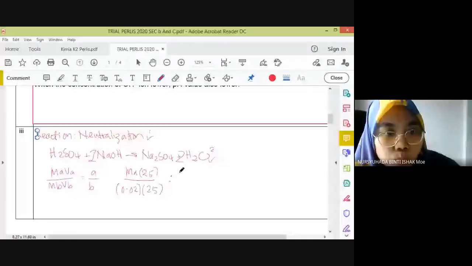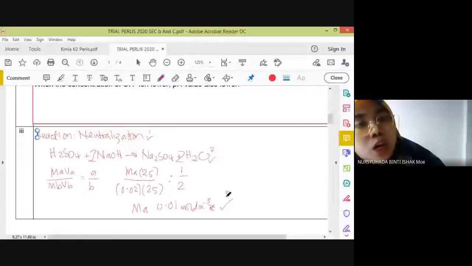A bit slow, sorry. Okay, and then acid is 1 and base is 2. Then tekan calculator, what is MA? 0.0005. Salah. Betul lah jawapan dia 0.01 mol kan? Memanglah itu je lah jawapan dia.